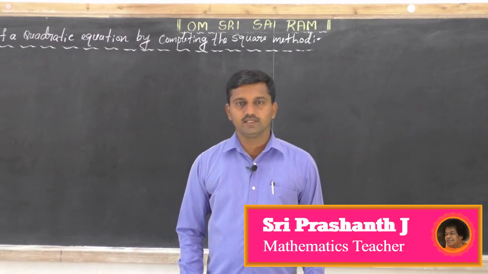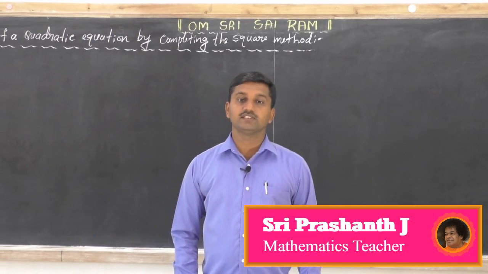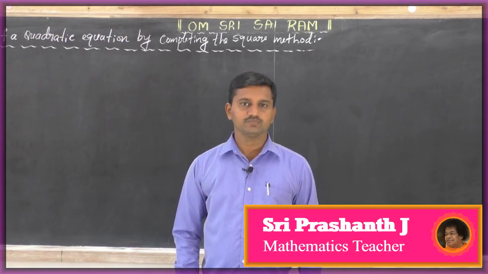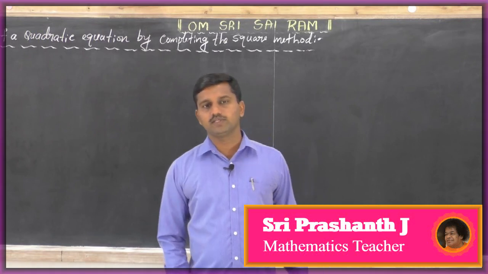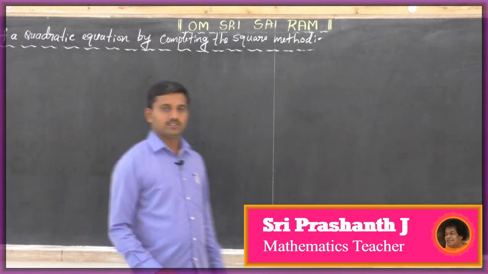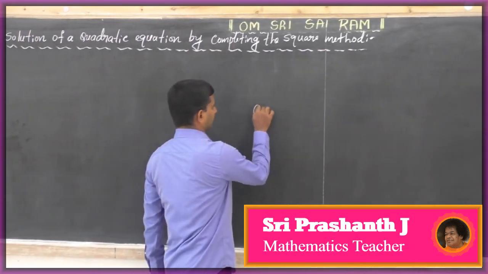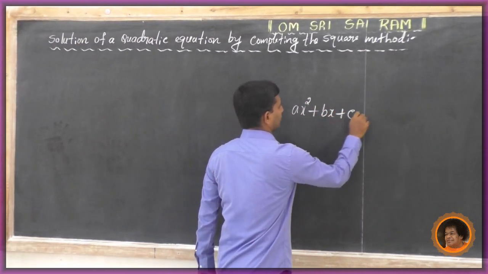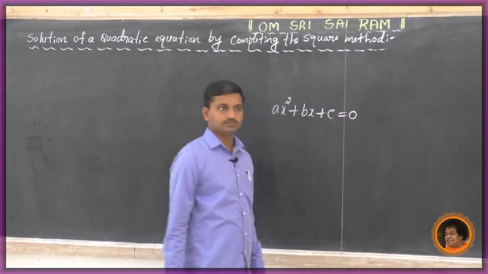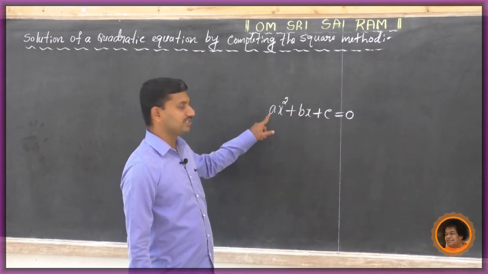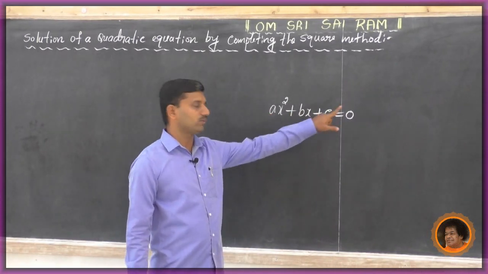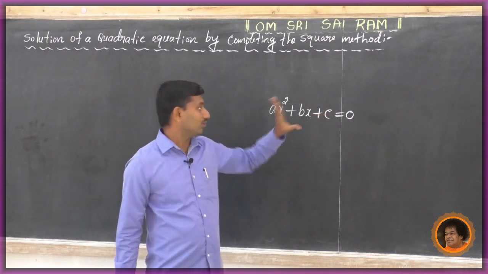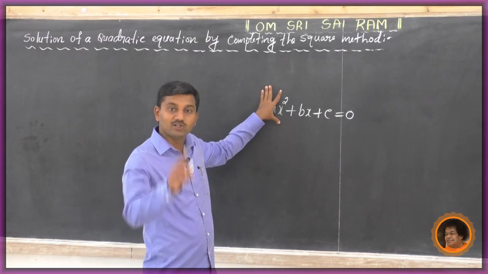Dear students, in the previous session we discussed the solutions of the quadratic equation by factorization method. What is the general form of the quadratic equation? General form of the quadratic equation: ax square plus bx plus c equal to 0. An equation that can be expressed in the form of ax square plus bx plus c equal to 0, where a, b, c are real numbers and a is not equal to 0, is known as the quadratic equation.